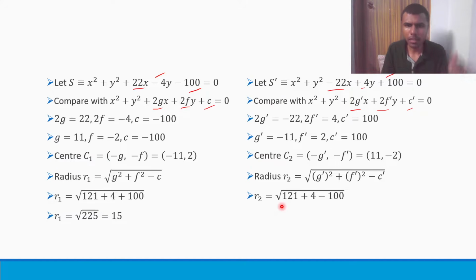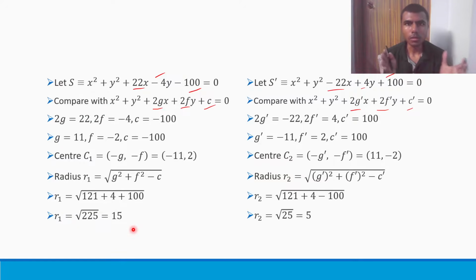Likewise 121 plus 4 is 125, minus 100. So 125 minus 100 is 25, so r2 is root 25, which is nothing but 5. So fine, we got our centers and we got our radii.